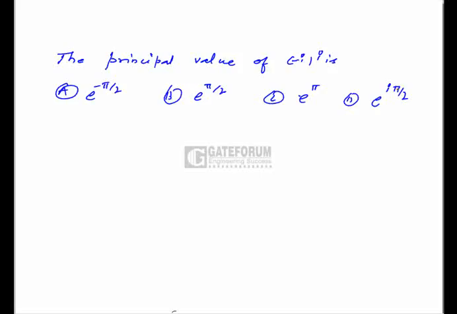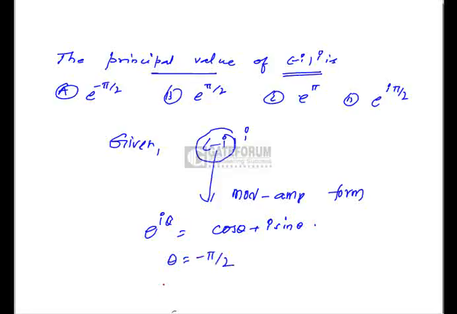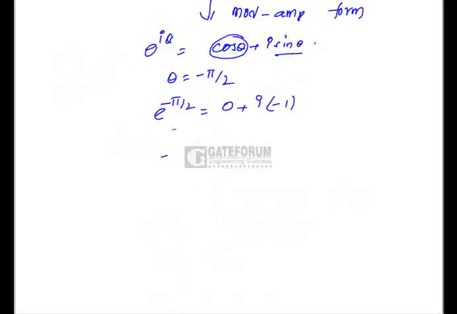In this problem, we have to find the principal value of minus i power i. Now the given complex number is minus i power i. In order to simplify this, first we'll convert this minus i into modulus-argument form, which says that e power i theta is nothing but cos theta plus i sin theta. Now if I take theta as minus pi by 2, then this will become e power minus i pi by 2, and cos of minus pi by 2 is 0 plus i into sin of minus pi by 2, which is minus 1. So e power minus i pi by 2 can be written as minus i.